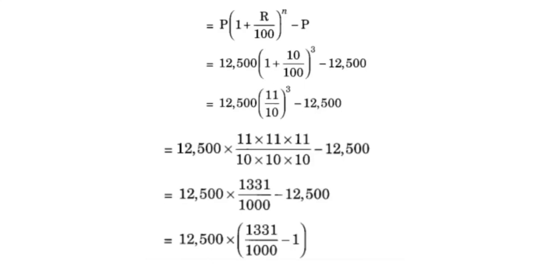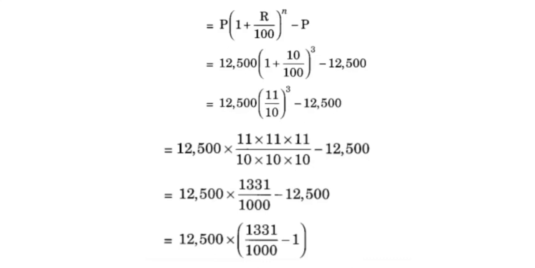So in this one 10 upon 100 0 0 will cut. Okay. So what is left? 1 upon 10. So 10 into 1 is 10 plus 1, 11 upon 10 will come. Means 12,500 and in bracket 11 upon 10 cube minus 12,500. Now next line 11 upon 10, this we will write 3 times. Okay. So 12,500 into 11 into 11 into 11 upon 10 into 10 into 10 minus 12,500. So 12,500 into 11 cube is 1331 and 10 cube is 1000 minus 12,500.